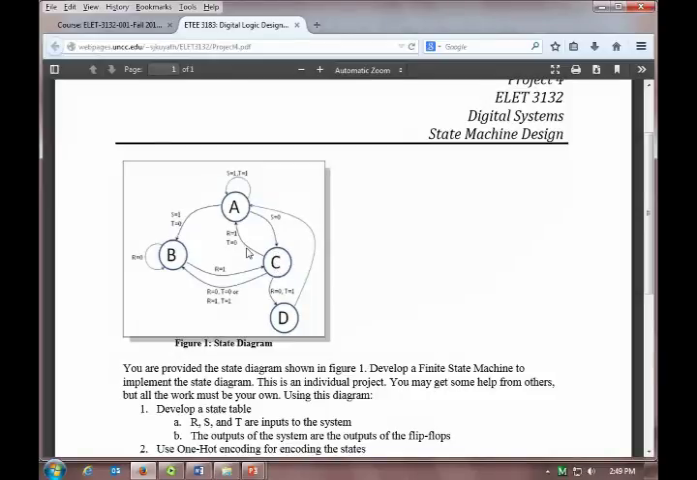Okay? This one's going to be if R is 1 and T is 0, we go to A. This one's going to be if R is 0, T is 0, or if R is 1 and T is 1, we go to B. And this one's going to be if R is 0 and T is 1, we go to D. Whenever we get to D, we immediately go to A the next time. All those variables say I don't care at that one. Okay?